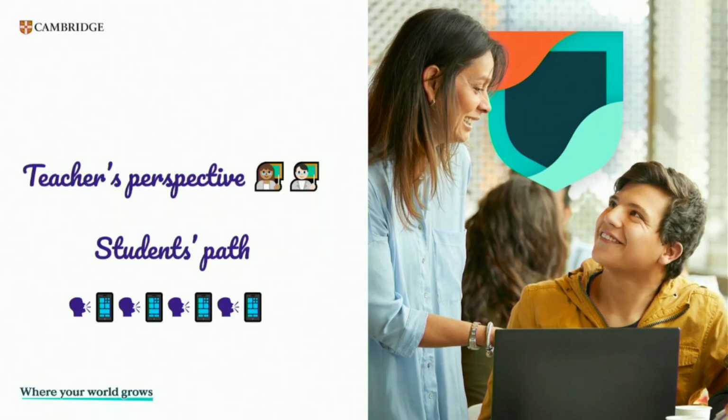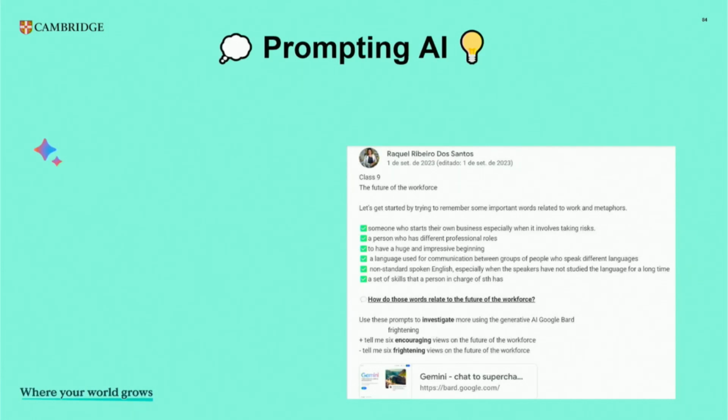Like I told you, we are going to take turns between the teacher's perspective and the student's path, and I really need your cooperation here, and also the teachers who are following online. This is the focus, generative AI for class integration. So the first thing I bring you here is the idea of prompting. And this is key because that's how we direct what we need the generative AI to produce.